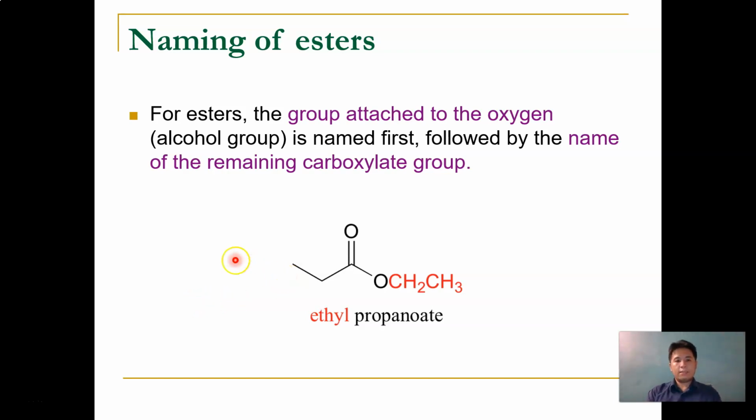Okay, and for esters, the group which is attached to the oxygen, which is the alcohol group, is named first. So this one is from ethanol, so this is ethyl, and this one is from propanoic acid, this group here, so this one is ethyl propanoate.